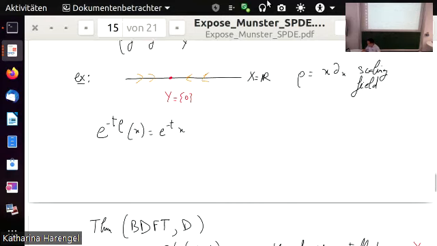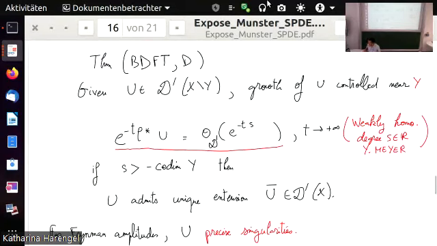And then we have a theorem that says that if the growth of your distribution, when you scale it and approach a submanifold, is controlled in some way, something we call weak homogeneity, following the work of Yves Meyer in '98, then if s, the exponent that controls the growth when you approach a submanifold, is greater than minus the codimension of Y, then the distribution u admits a unique extension over the whole manifold.